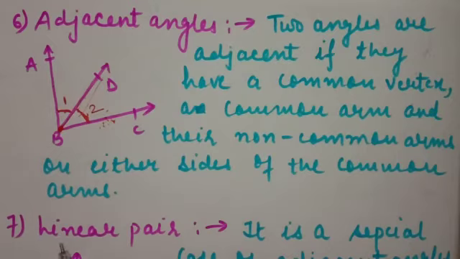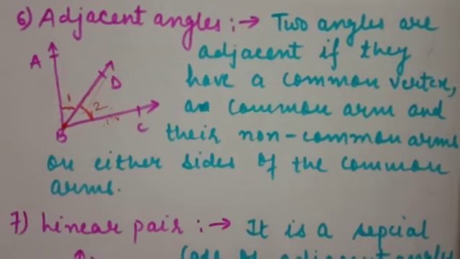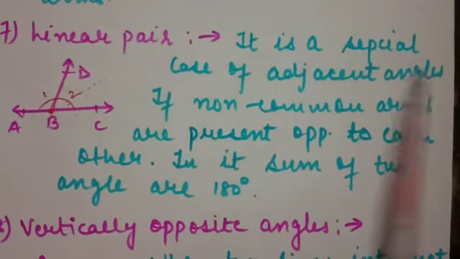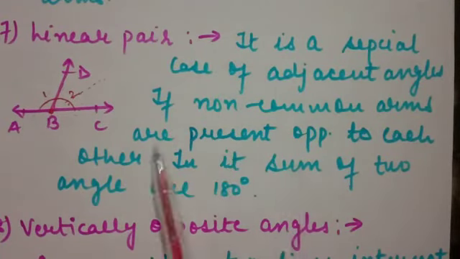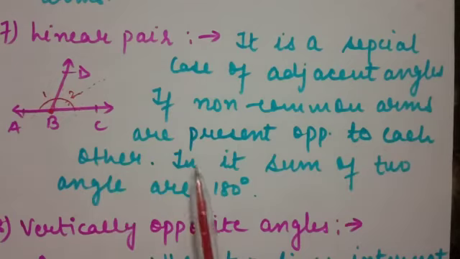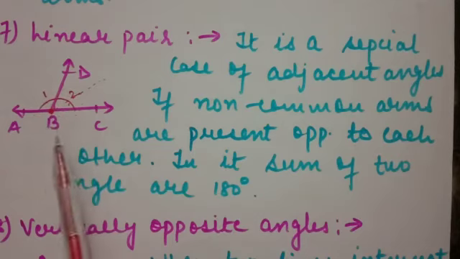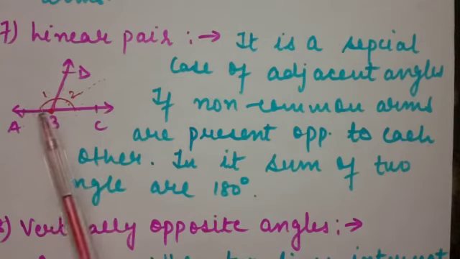The next definition is linear pair. Linear pair is a special case of adjacent angles. If the non-common arms are present completely opposite to each other, then the sum of the angles is 180 degrees. This is a pair of adjacent angles, but the difference is that these two non-common arms, which are present on either side of the common arm, are completely opposite to each other and make a straight line, and the sum of these two angles is now 180 degrees. So we call it a linear pair.